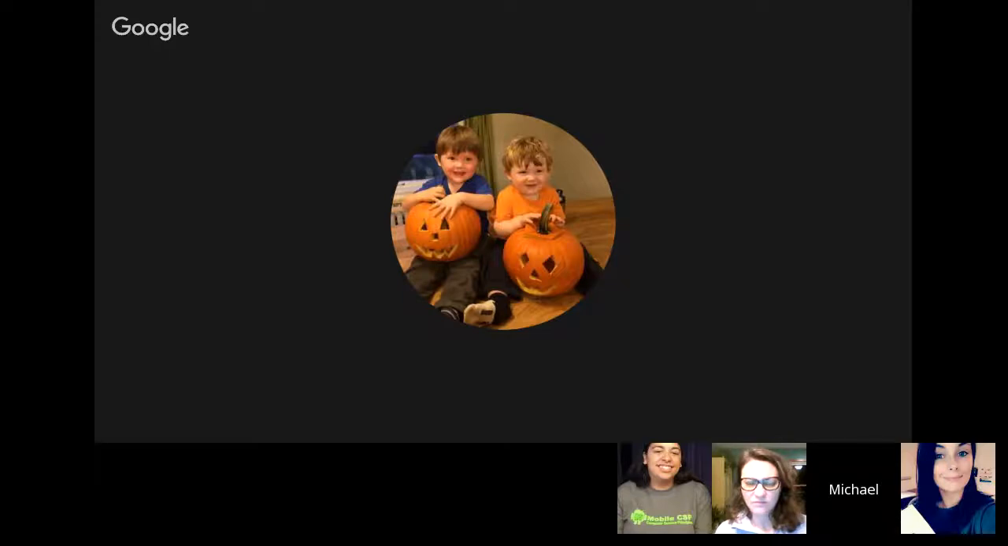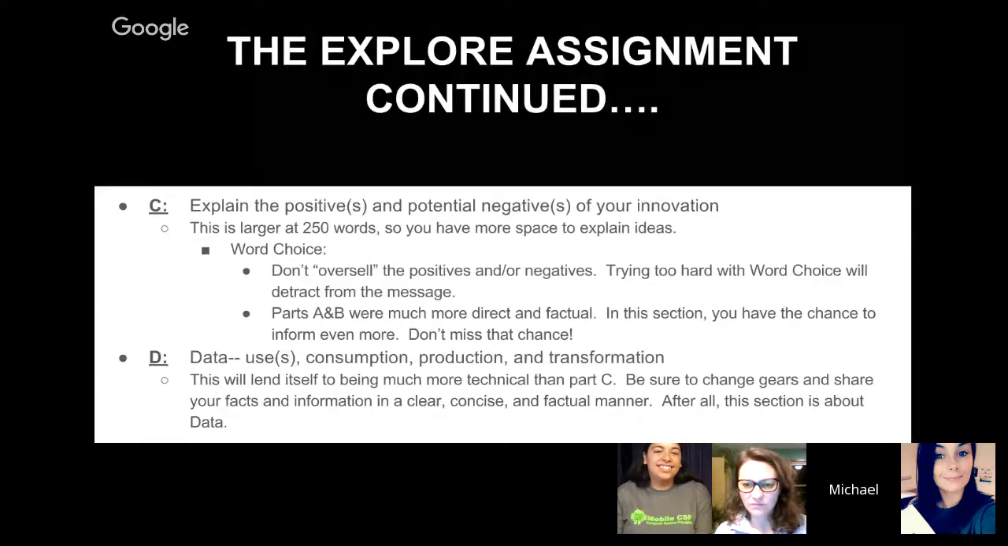So if you wanted to chime in, it's the positives and negatives of your innovation, section C, and because it's a larger section, it carries some importance. There's more space to explain it.